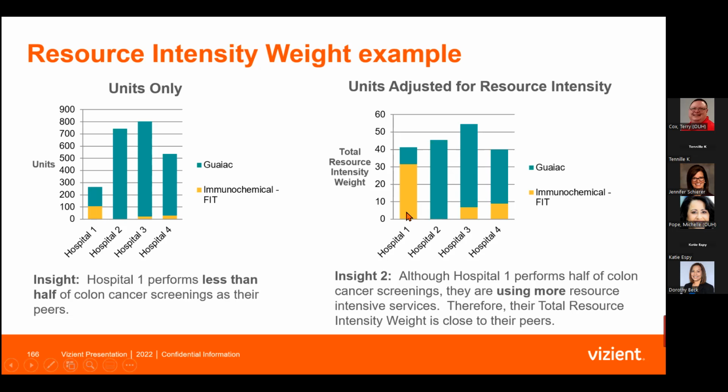But then if we normalize that and use the resource intensity weight on the right, you can see that hospital 1, their usage of the colon cancer screenings are kind of the same as the others. And this is because this is the benchmarkable measure across institutions, because that's how we standardize for each test. Again, this is something that you might want to highlight for the ordering physicians. If they're ordering more of that FIT test, that's more resource intensive, that's something that's an opportunity for you if guaiac test will also give you the information you want.